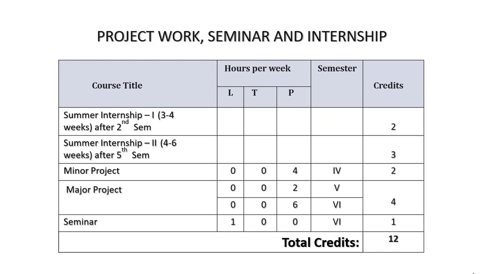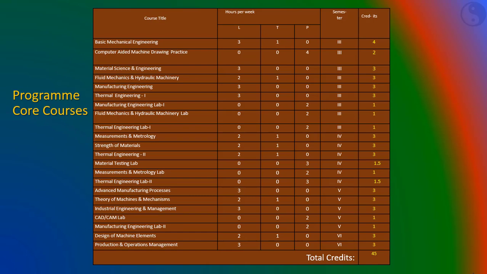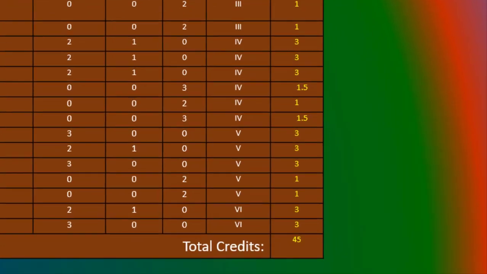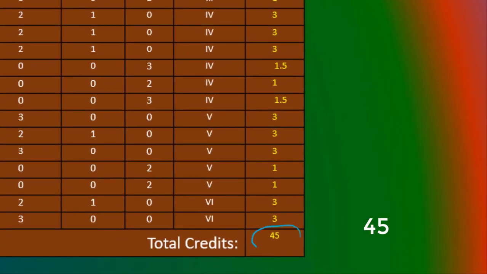One of the most important components of the total curriculum is project work, seminar and internship. This component addresses many important or key POs and PSOs of the program. The total credit for this component is 12. In this example, the main component of the curriculum is the program core courses. This is an example from one mechanical engineering program, and these are some of the core courses. Theoretical session, tutorial session and lab sessions are like this. The total credit for core courses in this example is 48.